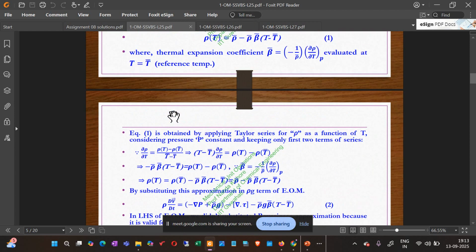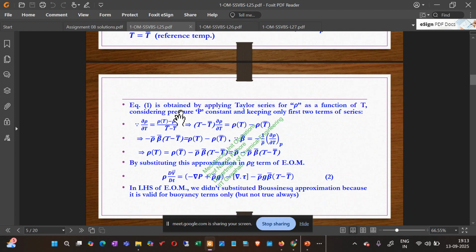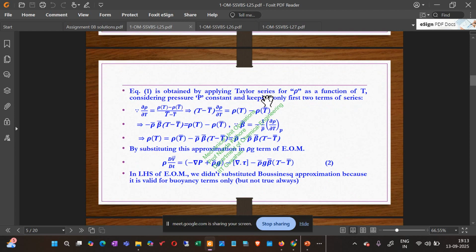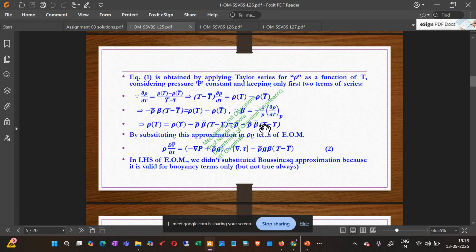So if you see that equation 1, which is here, is obtained by applying Taylor series for density as a function of temperature, considering pressure P constant and keeping only the first two terms of the series. You are omitting the non-linear terms, right? So with only the first two terms considered, you got the expression over here: rho bar minus rho bar beta bar (T minus T bar), right?